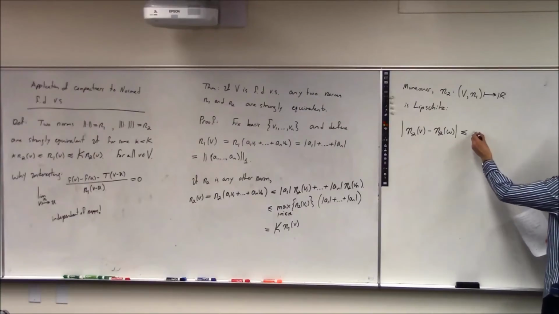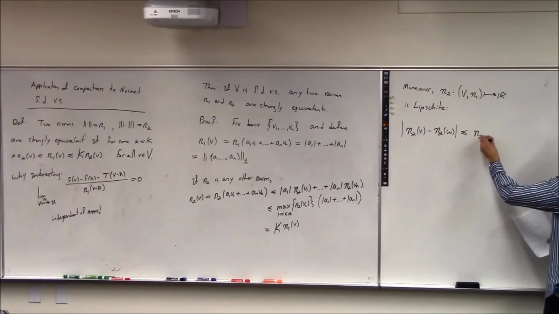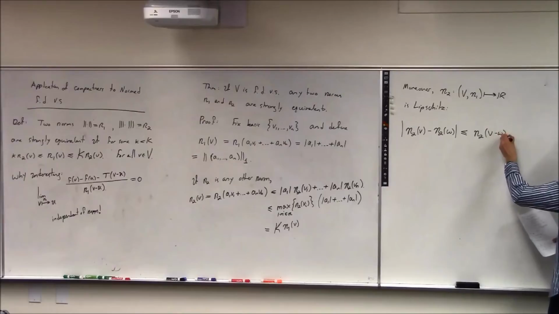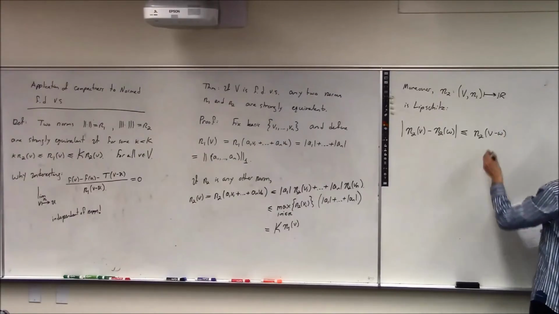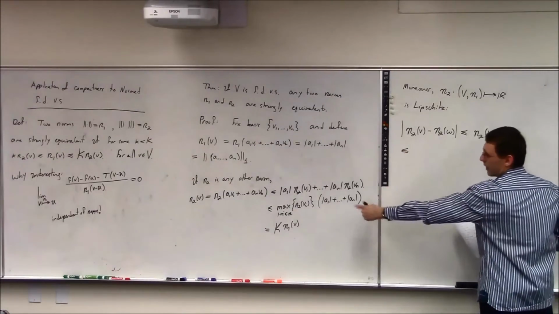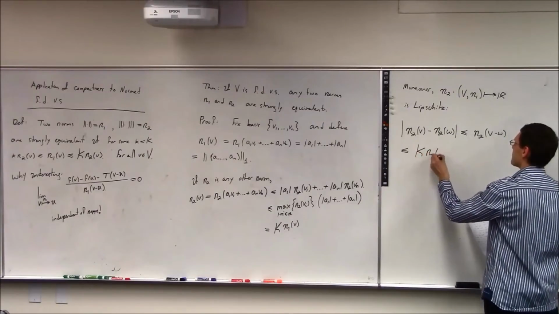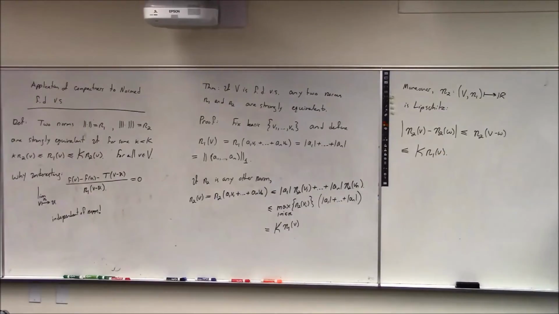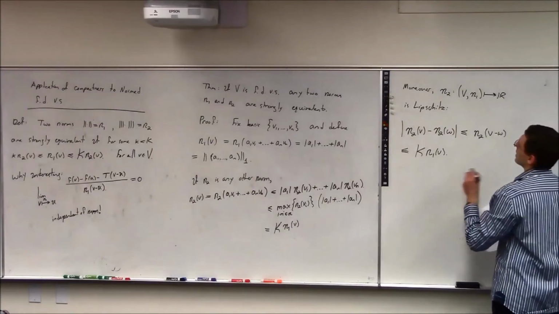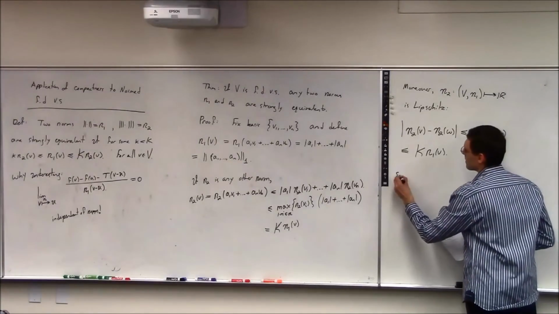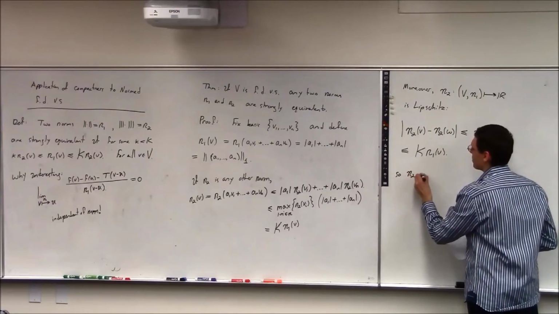This is less than N2 of V minus W, which according to what we just showed, N2 of any vector is less than some capital K times the norm. Exactly. Do you see it? So in particular, N2 is continuous.